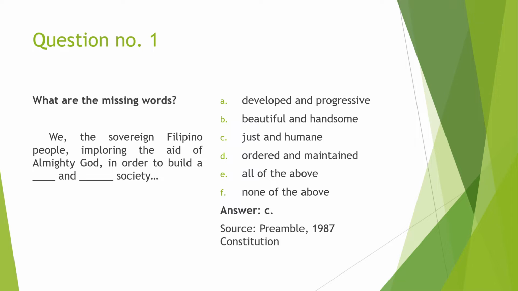The answer is letter C, just and humane. The source is the preamble of our 1987 Constitution. The preamble, by the way, is the introductory part of the Constitution. It is derived from the Latin word preambulare, which means to walk before. It may not necessarily form part of the Constitution.